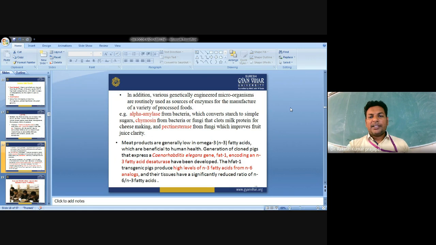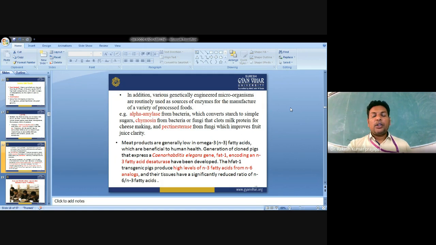In addition, various genetically engineered microorganisms are routinely used as a source of enzymes for manufacturing different processed products. Alpha amylase from bacteria converts starch to simple sugars. Chymosin from bacteria or fungi clots the milk protein for making cheese, and pectin esterase from fungi improves fruit juice clarity.